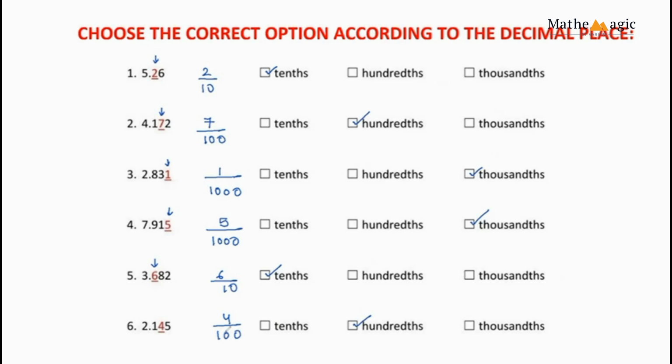Now, this is very important to know because we will use this concept in expanding the decimal numbers. I hope the place value chart is clear by now. And in the next video, we will move on to how we read and write decimal numbers.